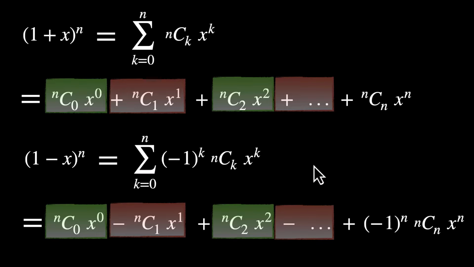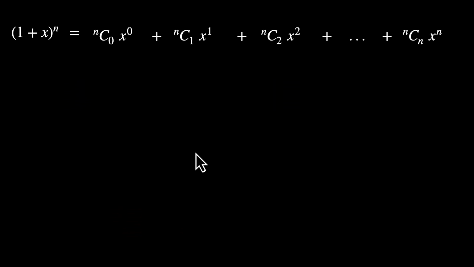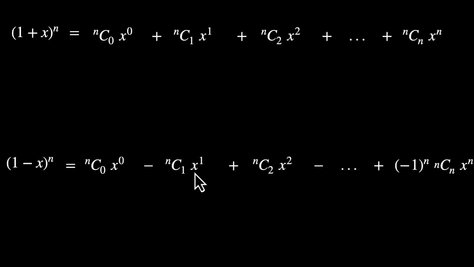Okay, so let's do this together. Let's write down the expansions. This is (1 + x)^n. This is (1 - x)^n. Okay, so now let's put x equals 1. We have (1 + 1)^n.